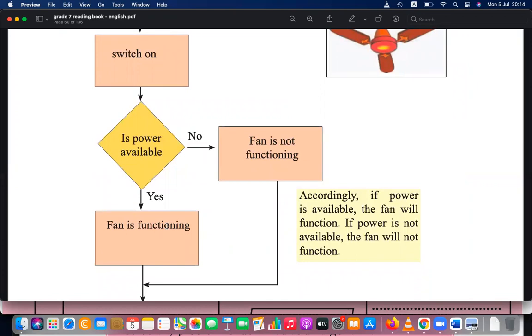Both cannot happen together, no. The fan is working and not working, both cannot happen together.